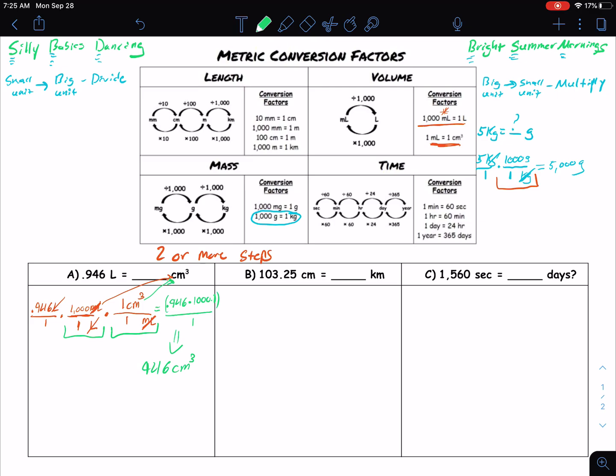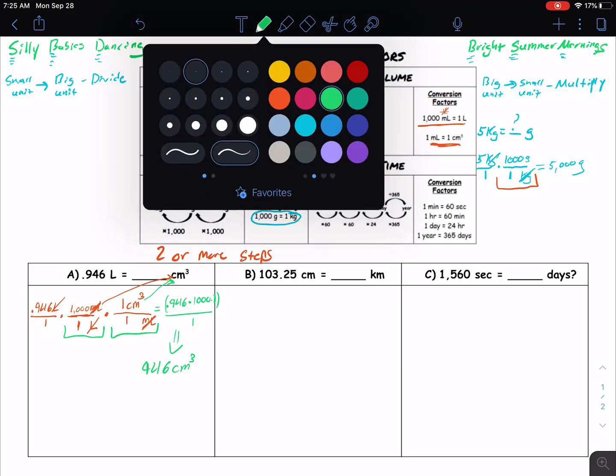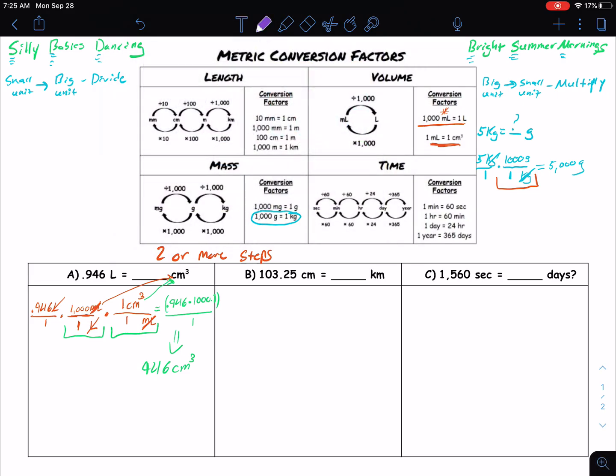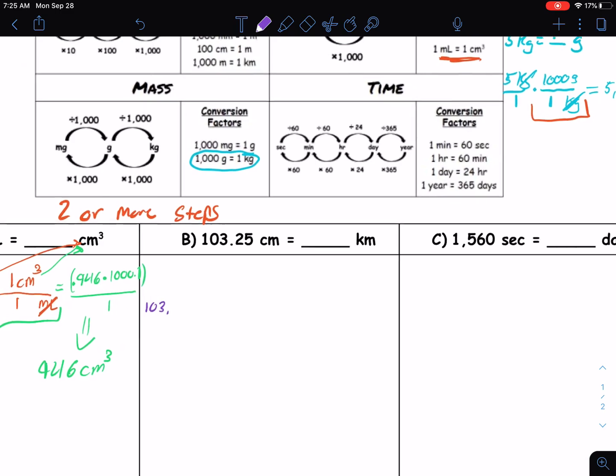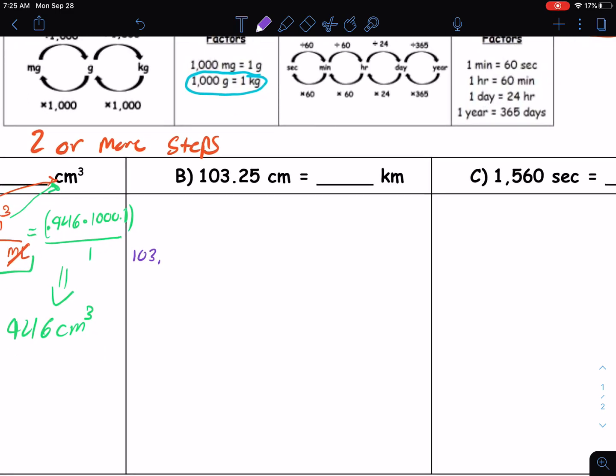Let's look at the next one, B. Take a second on your own, and I want to see if you can try to solve this on your own. See if you could figure this one out. Okay, let's come back and try to work our way through this one. We're going to start with what we know, and what we know is we have 103.25 centimeters, and we're going to set it over 1.